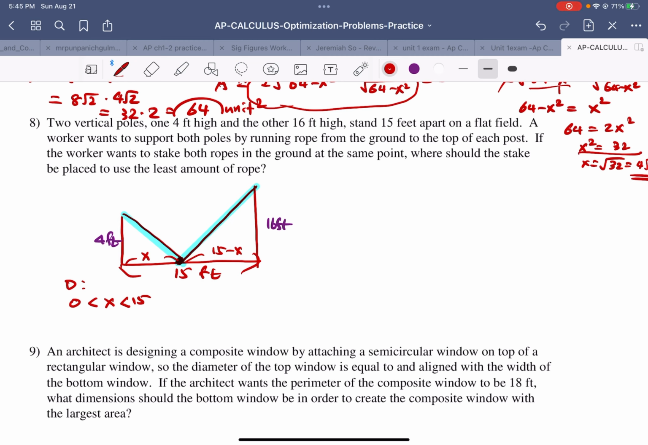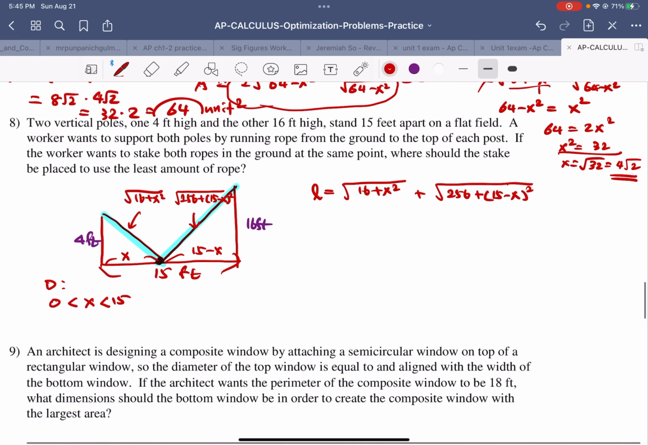Okay. Now, what you can do, let's say the total length is, using Pythagorean theorem, right? So square root of 16 plus x squared right here. That's root 16 plus x squared. And right here, that one is also another Pythagorean theorem. So root 16 squared, so 256 plus 15 minus x squared. Okay, so I'm gonna add up those two lengths. So I need to take a derivative of that, and then you need to find out critical value.